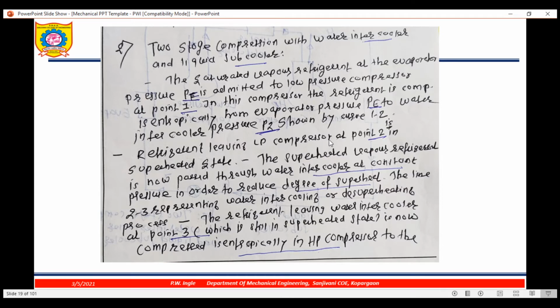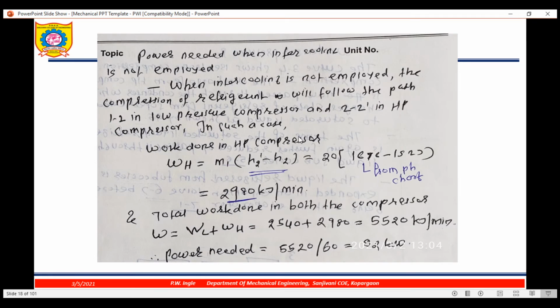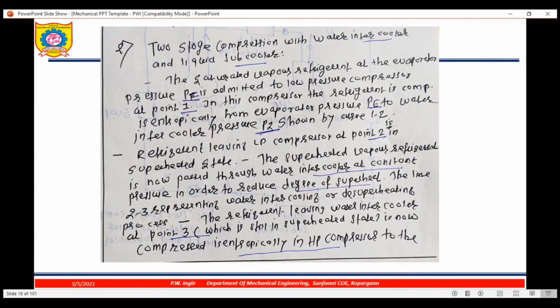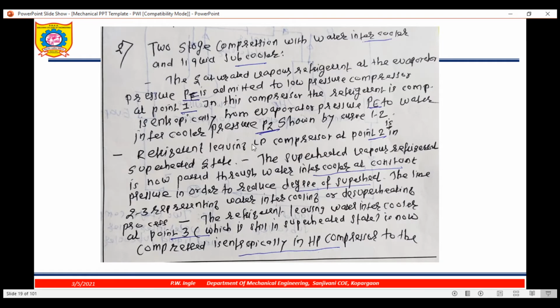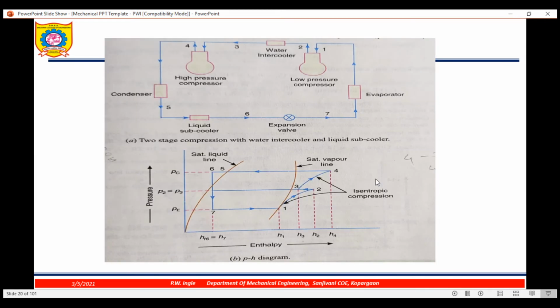The refrigerant leaves the LP compressor at point 2 in superheated state. State 2 is superheated. The superheated vapor refrigerant is now passed through the water intercooler at constant pressure in order to reduce the degree of superheat. So the degree of superheat will be reduced here from 2 to 3. That is, temperature is reduced. Pressure remains constant.